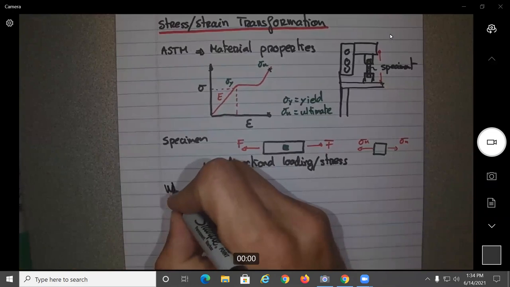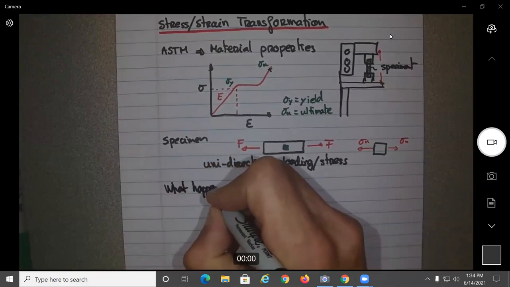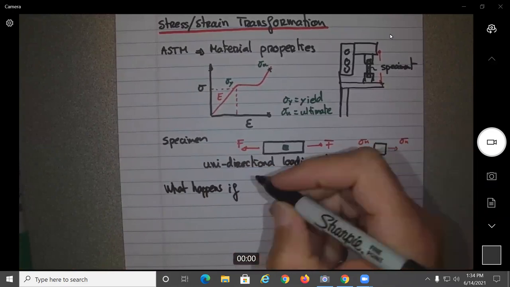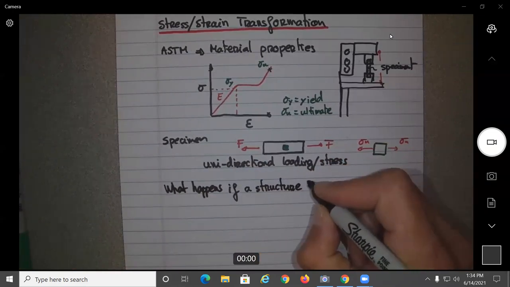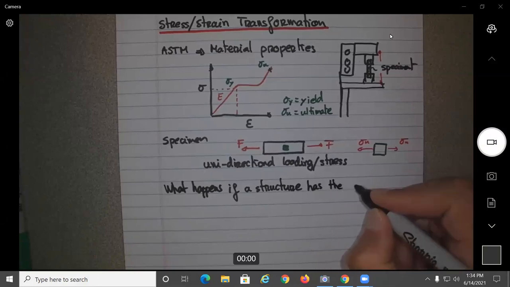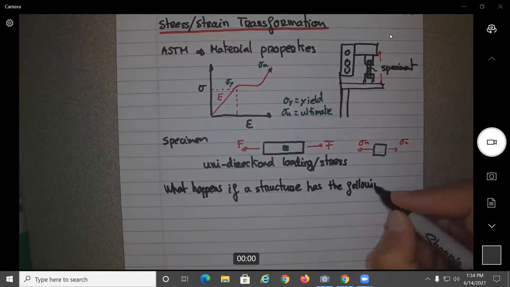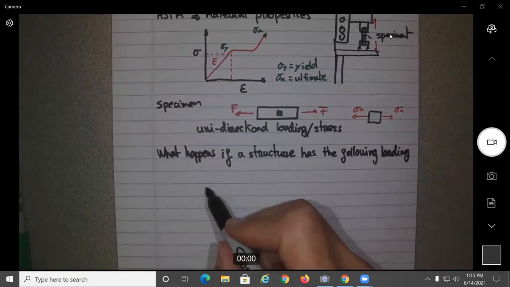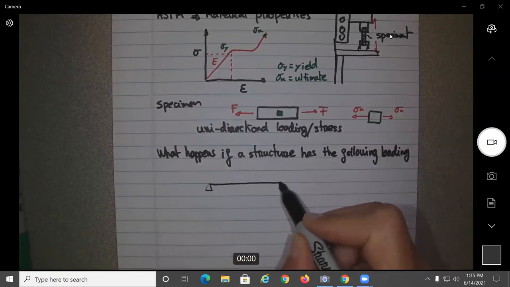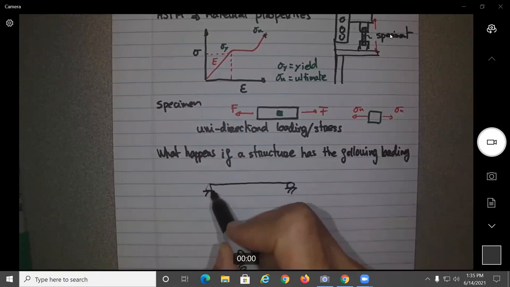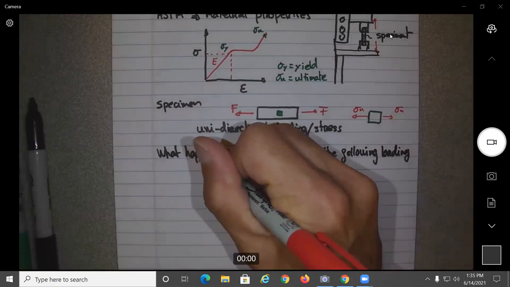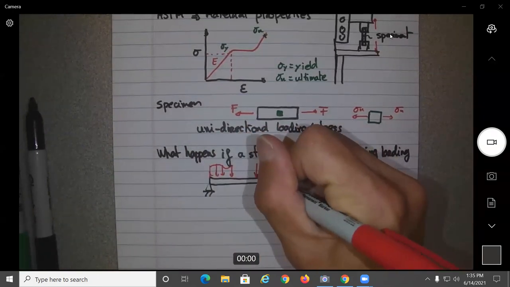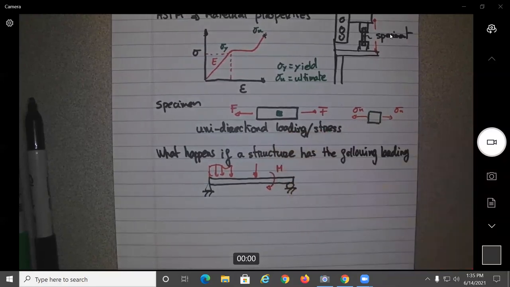But now, what happens if a structure has, let's say, the following loading? So imagine the problems we have been doing. Let's say you have a beam. Okay, so this beam will be subjected to whatever you want, a distributed load, a local load, a moment, whatever you want.